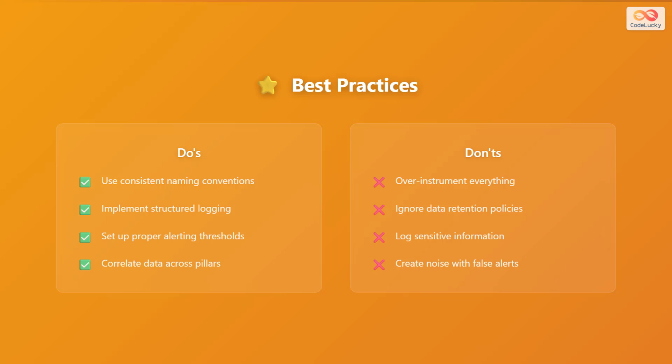Lastly, let's cover some best practices for observability. Here are some do's. Use consistent naming conventions, implement structured logging, set up proper alerting thresholds, and correlate data across pillars. Here are some don'ts. Avoid over-instrumenting everything, don't ignore data retention policies, never log sensitive information, and avoid creating noise with false alerts. By following these best practices, you can ensure that your observability efforts are effective and provide valuable insights.